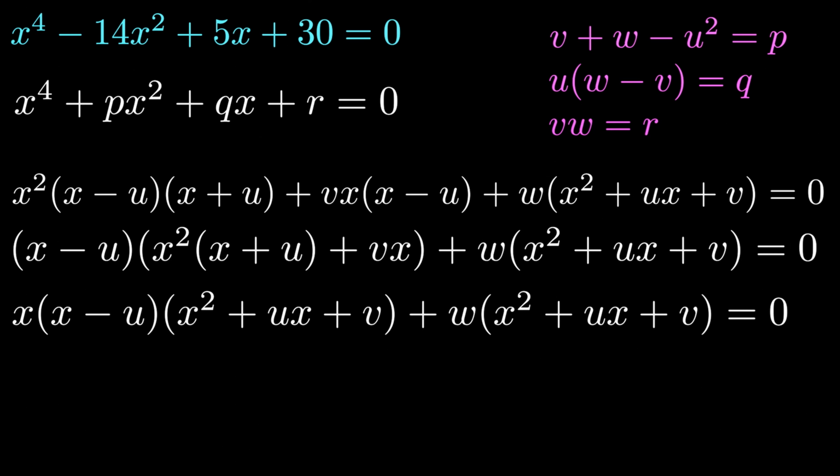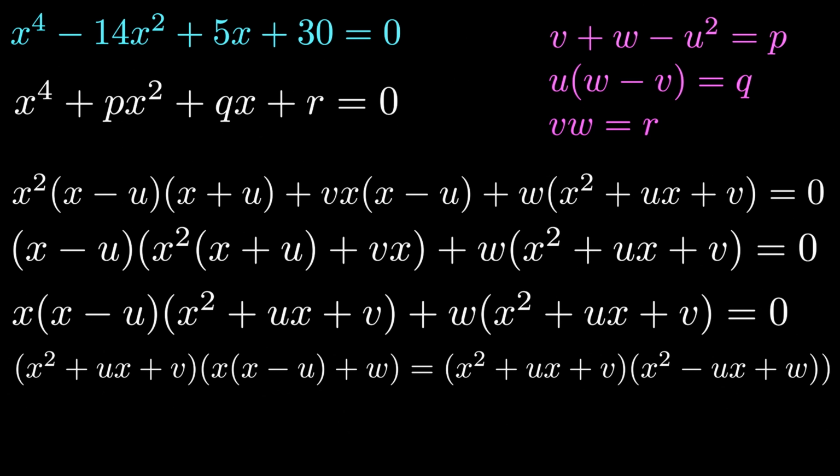Notice, we have a common factor in both of our two terms of x squared plus ux plus v. If we factor this out of each of the two terms, we have x squared plus ux plus v multiplied by x times x minus u plus w, and this is equal to x squared plus ux plus v times x squared minus ux plus w.